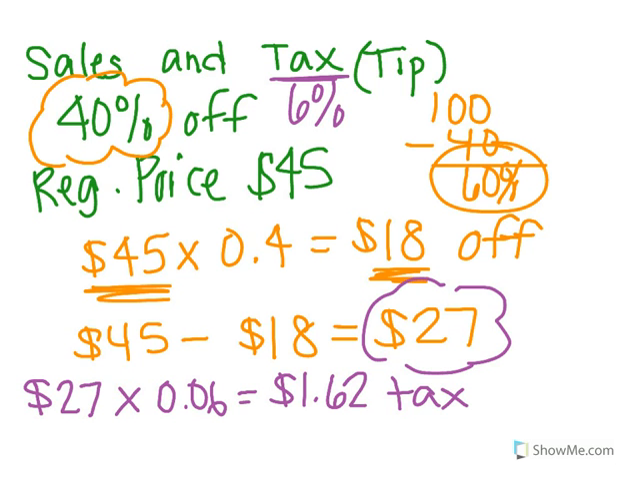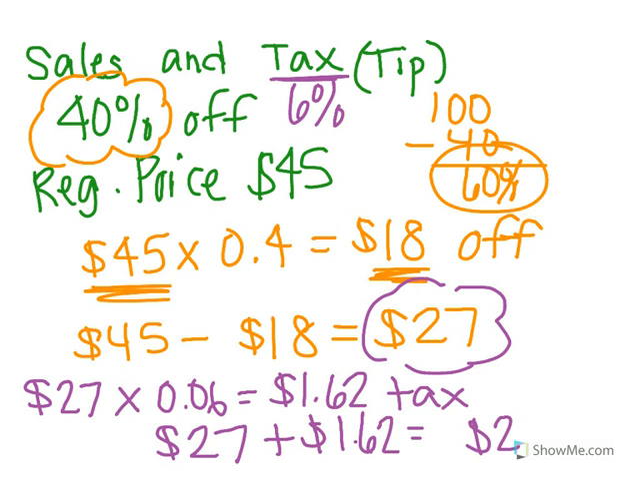Now if I want to know how much I would pay altogether is an adding word. So I'm going to take that $27 and add to it the $1.62 that we just calculated we'd pay in tax, which means that altogether for this particular pair of pants, I would be paying $28.62.